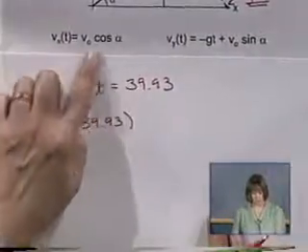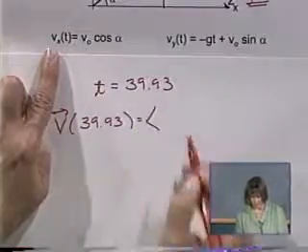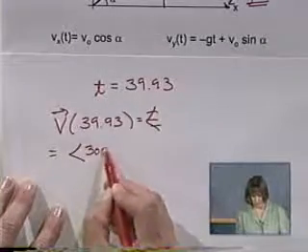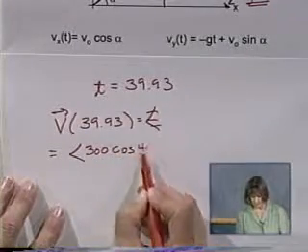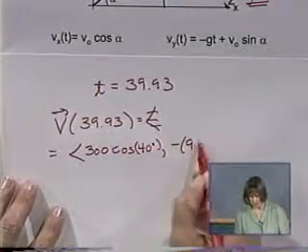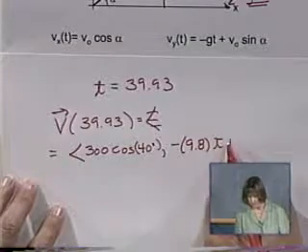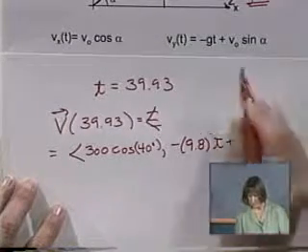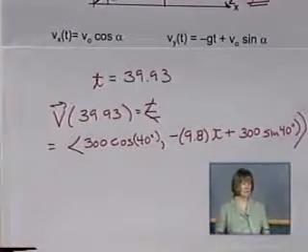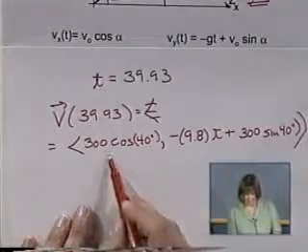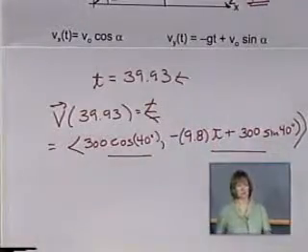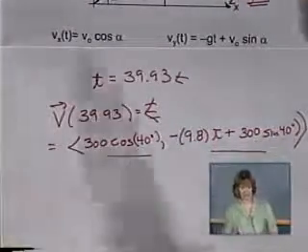I need to get my two components. My x component's a piece of cake. In fact, I'm going to move it down here. It's going to be v naught, which was 300, cosine alpha, where alpha was 40. My y component is minus g, which is 9.8, times t, plus v naught, which is 300, times the sine of 40. You all with me? Okay? This is the x and the y components. Now notice I didn't put down what t is because I stored that in my calculator, so I can just type t, even though we could type 39.93.